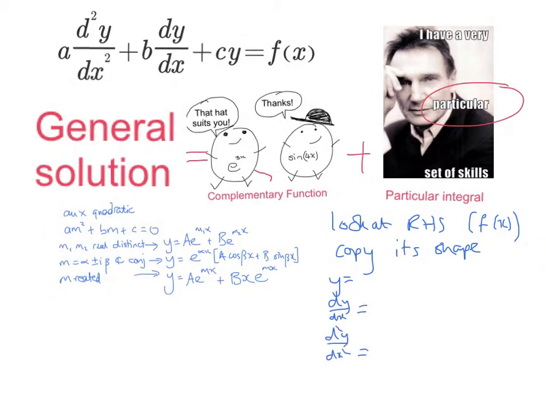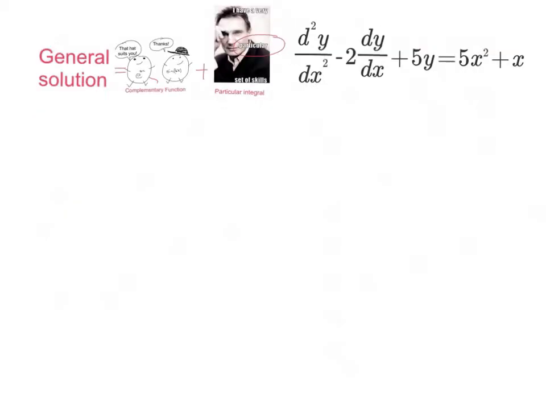And basically, given that your particular integral is something that you want to make f of x, you just force it when you do this combination. Force it to be f of x. And then it'll work. Let's try this one.